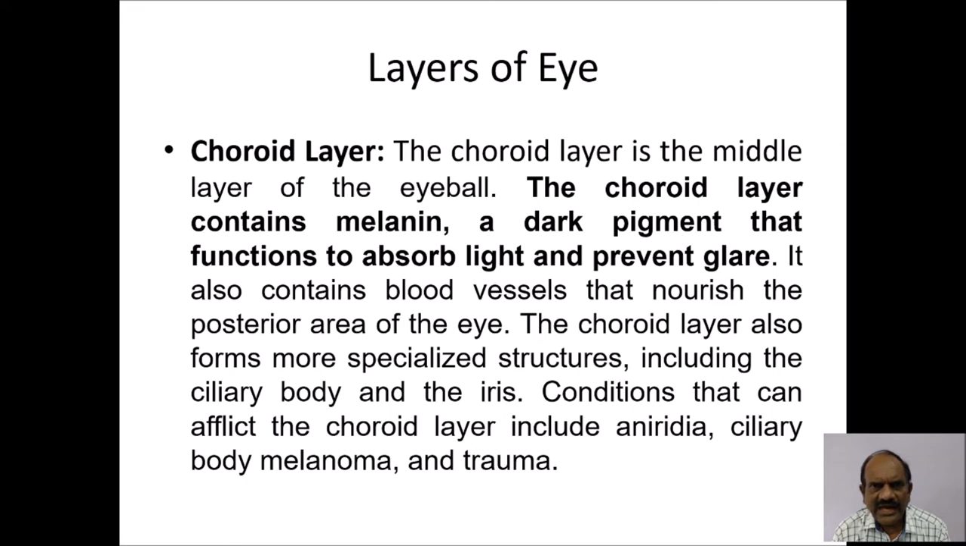Now coming to the layers of the choroid. The choroid layer, we know, is the middle layer of the eyeball. The choroid layer contains melanin, a dark pigment which functions to absorb light and prevent glare. It also contains blood vessels that nourish the posterior area of the eye. The choroid layer also forms more specialized structures, including the ciliary body and the iris. Conditions that can afflict the iris and ciliary body include melanoma and trauma.